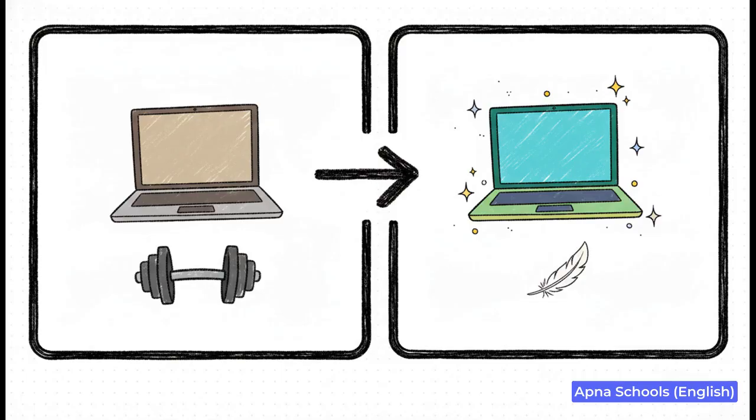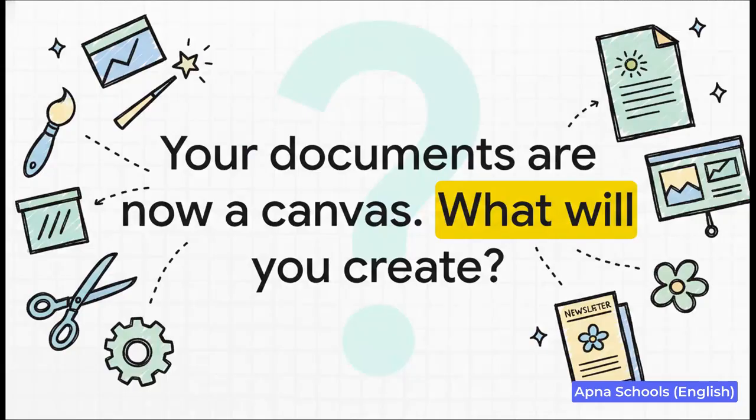How cool is that? You see, all these incredible tools have been there the whole time, just waiting for you to find them. Now that you know how to unlock Word's hidden image studio, you can take your reports, your presentations, your newsletters, whatever you're working on, and turn them into something truly special. Your documents are now a canvas. The only question is, what are you going to create?